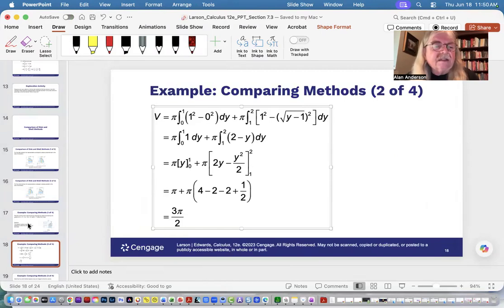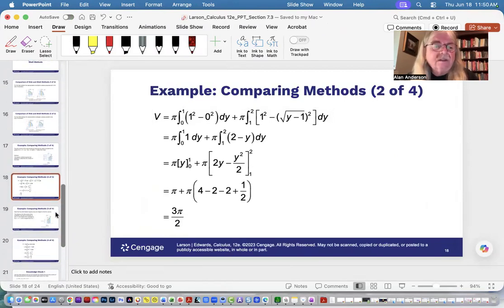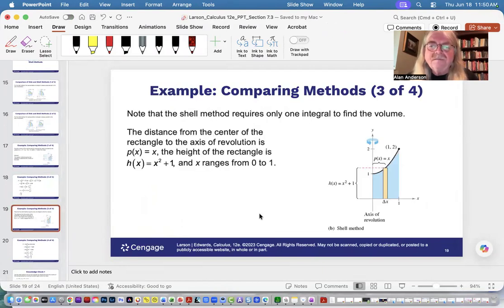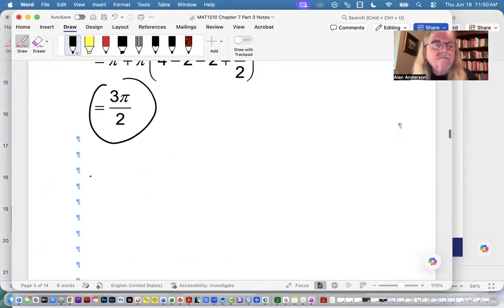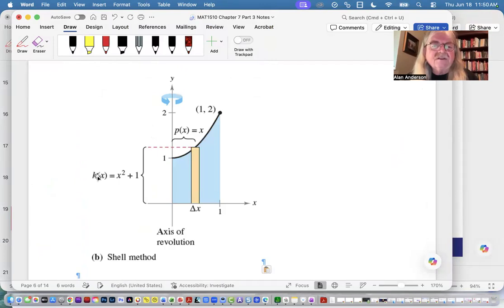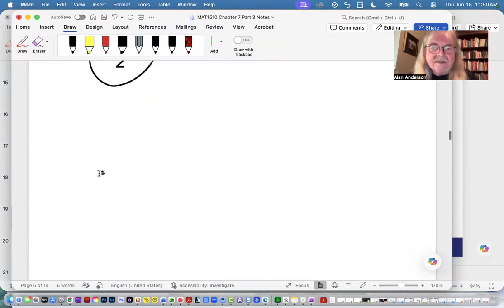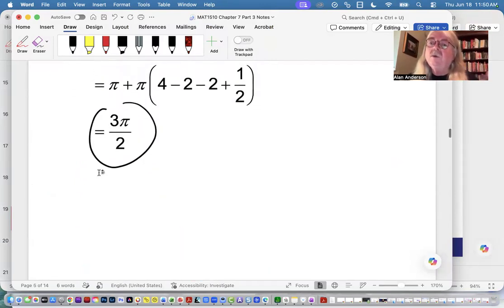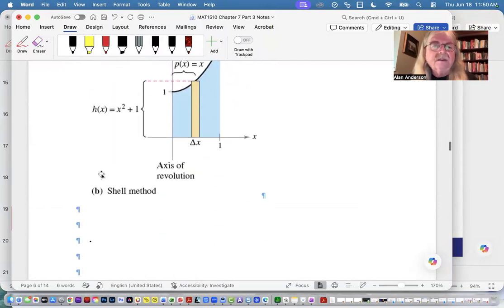So what they're saying here is that this is a classic example of when you might be better off using shell because you only need one integral. Okay, so here's how they're going to do it with shell. Here they're saying, listen, this is why we have all these techniques, because sometimes one of them will be more convenient than the other ones.